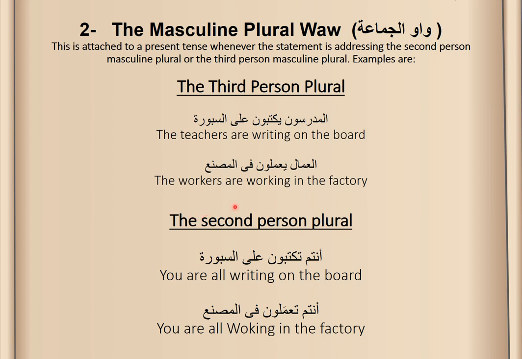The second person plural. Antum taktubuna ala sabura. You're all writing on the board. Antum ta'maluna fil masna'i. You're all working in the factory. The أفعال الخمسة here are يكتبون, يعملون, تكتبون, and تعملون. You see that all of these verbs are أفعال الخمسة because واو and noon are attached to their end, which make them plural, masculine plural.